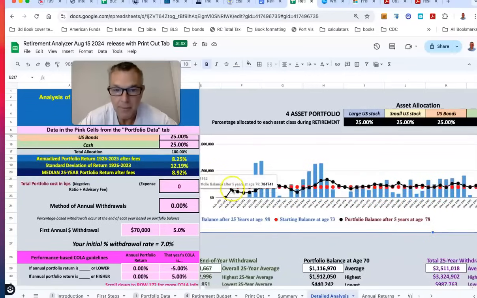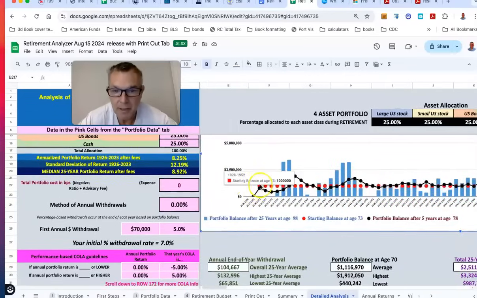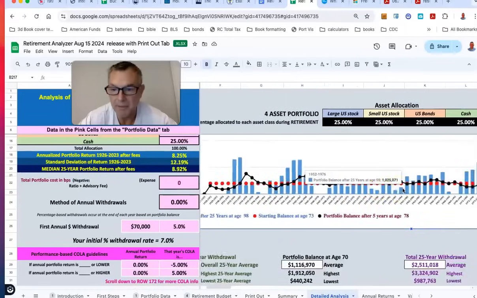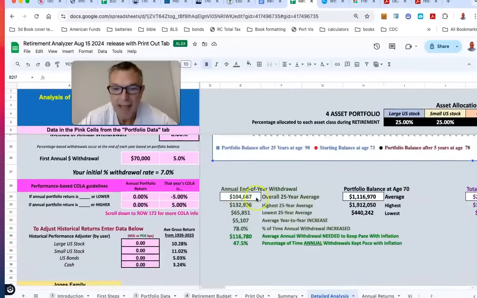Crazy. Right here, if you retired in 1928, your average balance after 5 years was $784,000, but you ran out of money. Very interesting. Anyway, I love that stuff. All right, so you're going to see right here, the average overall withdrawal was $104,000 a year. The lowest was $65,000. Obviously that'd be when you ran out of money.